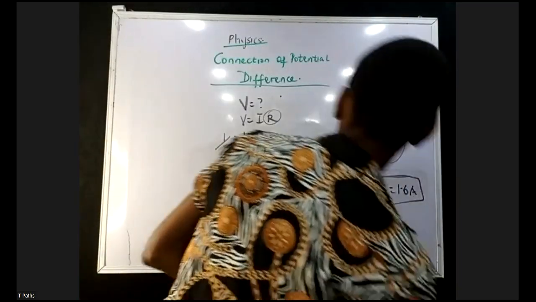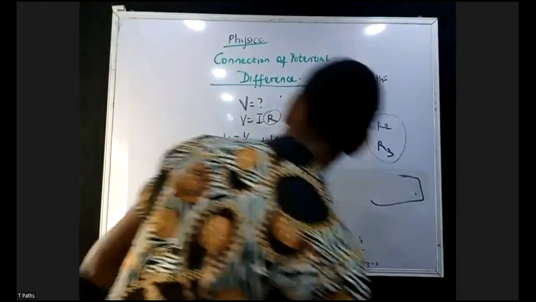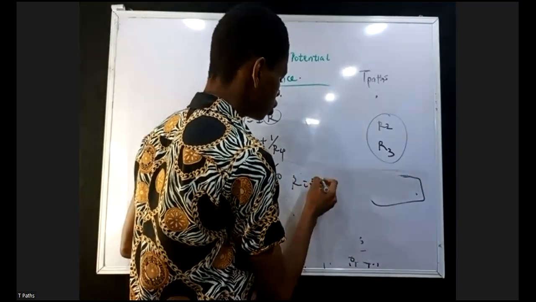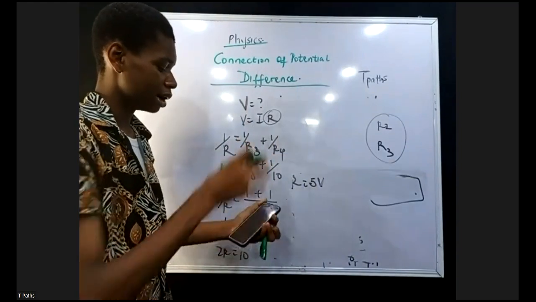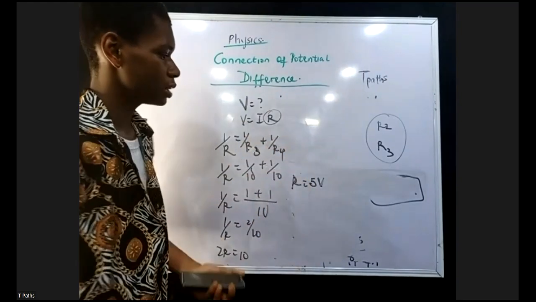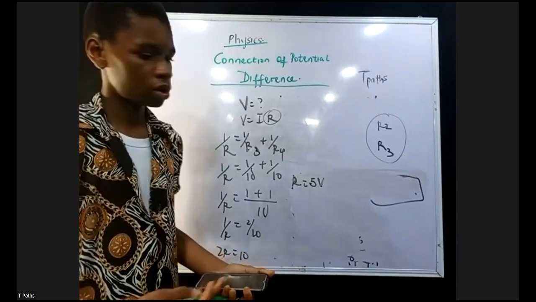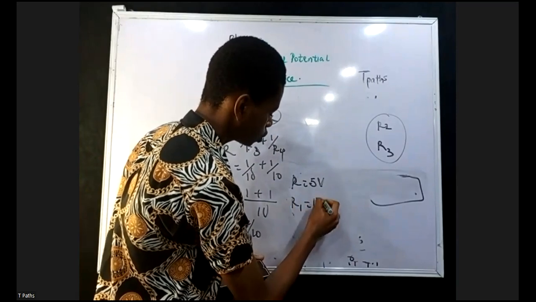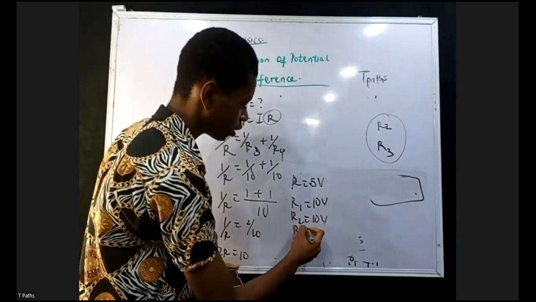Since 2R is equal to 10, I can just divide through by 2 and I'll have my R equal to 5 ohms. Which means the net resistance of those 2 resistors connected in parallel, R3 and R4, is 5 ohms. The next thing I have to do is add them up with the ones connected in series, R1 and R2. My R1 is 10 ohms, R2 is 10 ohms, while the equivalent resistance of both R3 and R4 is 5 ohms.